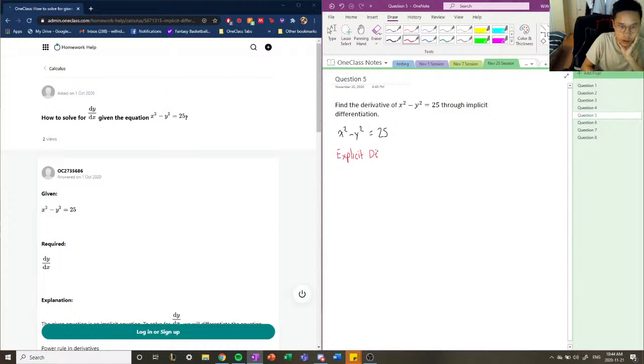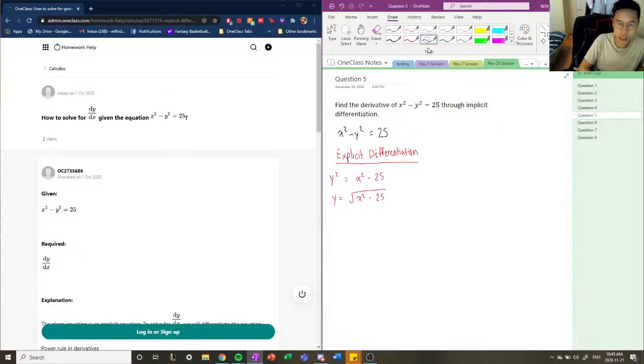Explicit differentiation. We can explicitly differentiate this by isolating for y, right? So we move everything to the left except for y. So we'll have x squared minus 25, and then we square root everything. And we could explicitly differentiate like this, right? So we're going to do a dy over dx here.